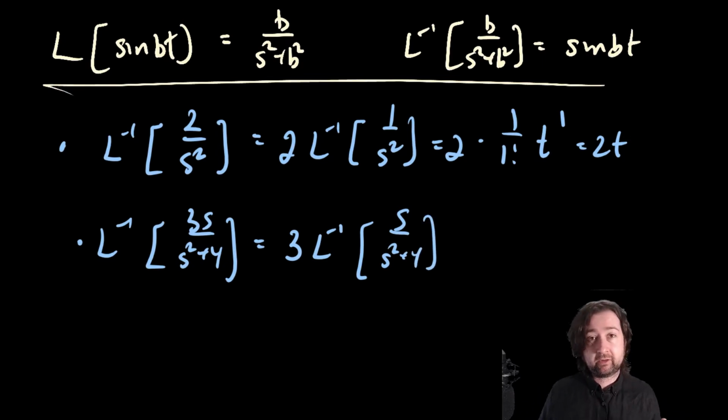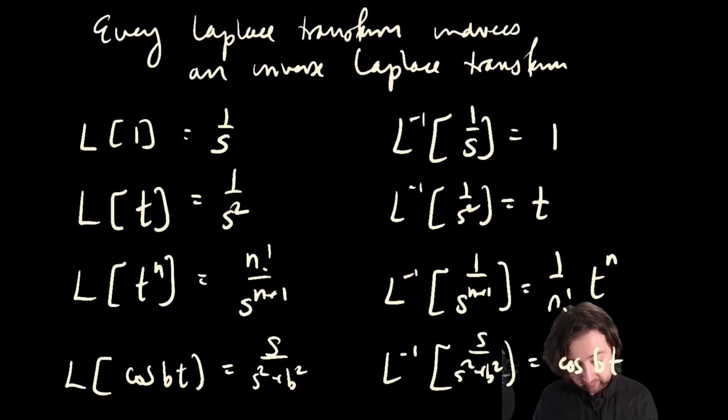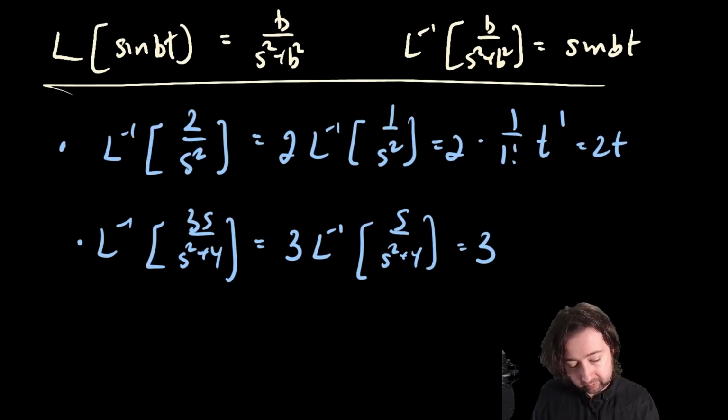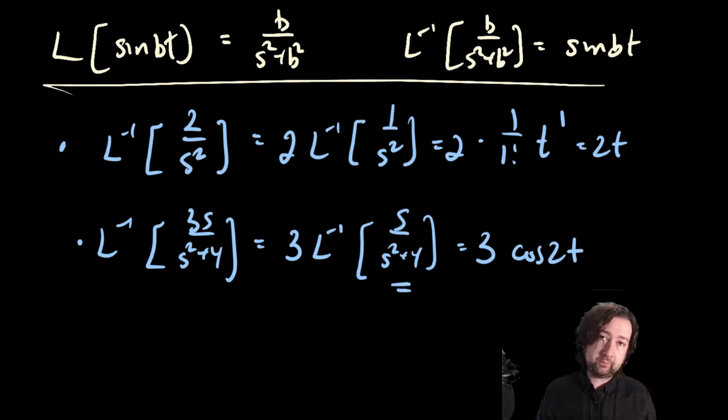Now I'm looking at the inverse Laplace transform of a pattern I know. S over s squared plus 4, that's right here, because 4 is equal to 2 squared. So this is equal to 3 times the cosine of 2t, because I recognize that pattern from the table.